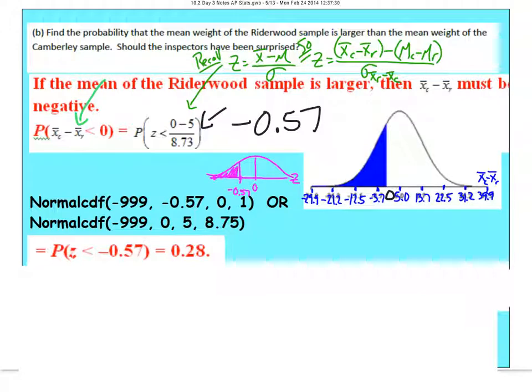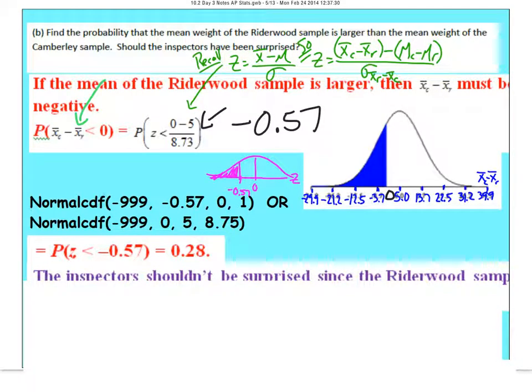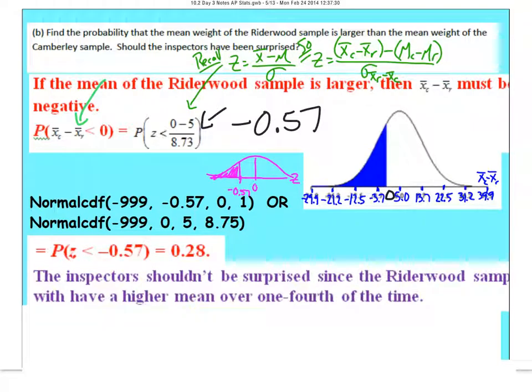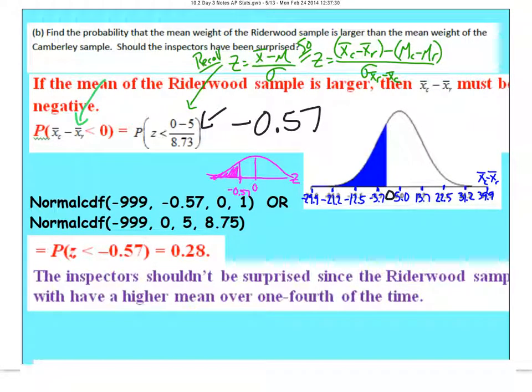So, should they be surprised? Well, ultimately what you could say is the inspector shouldn't be surprised, since the Riverwood sample would have a higher mean over 1/4 of the time. This probability is definitely somewhat likely to happen. So it is not surprising that Riverwood has a larger weight than that of Camberley.